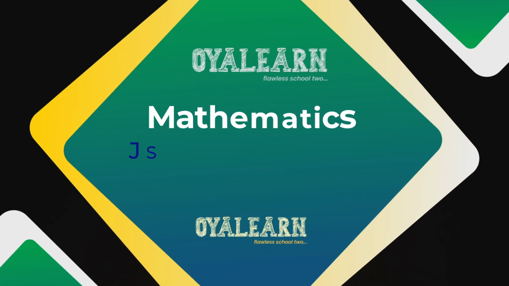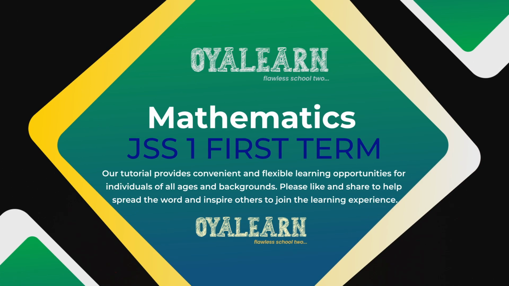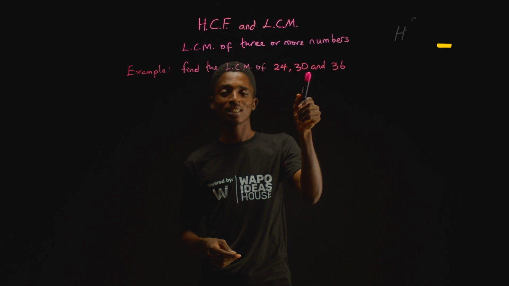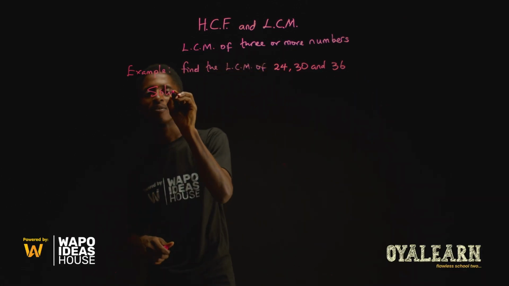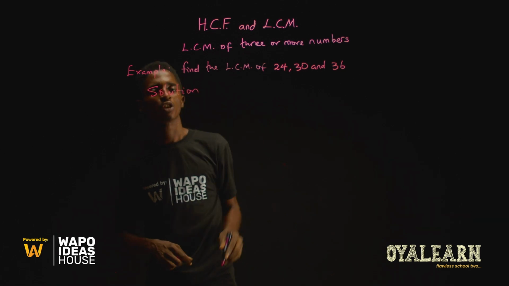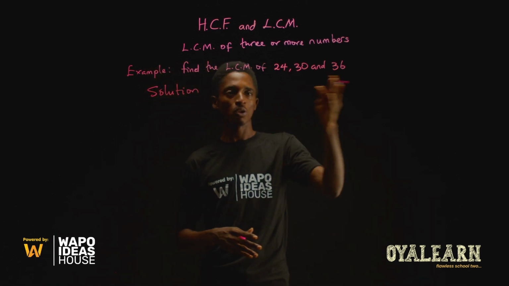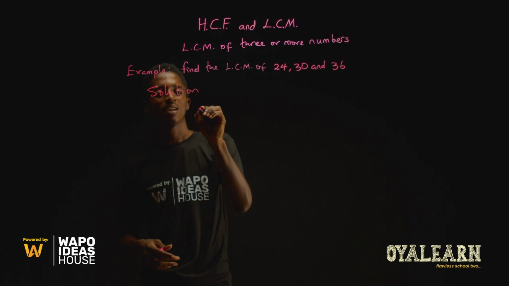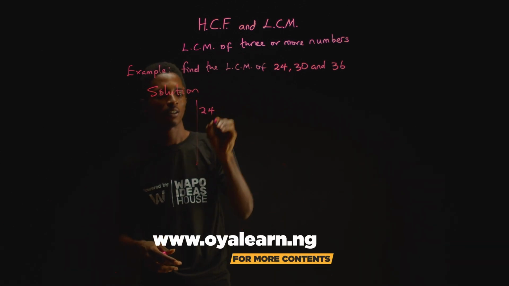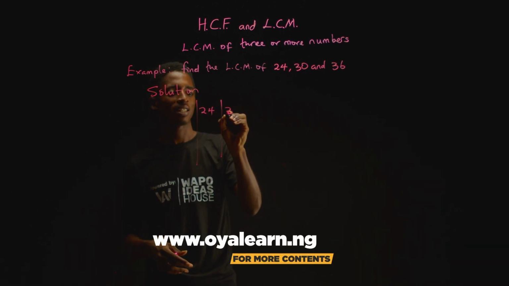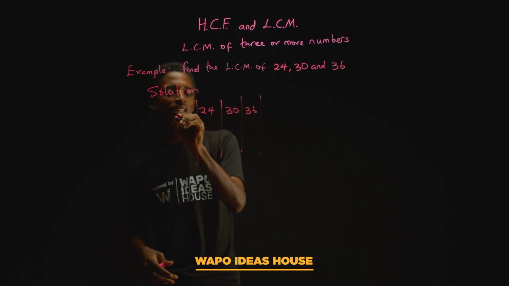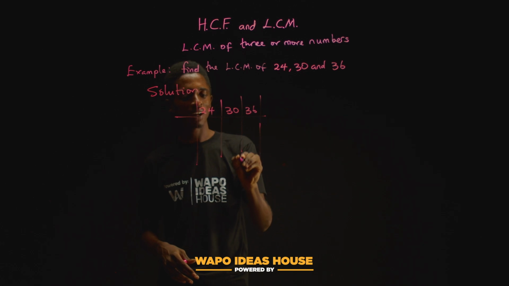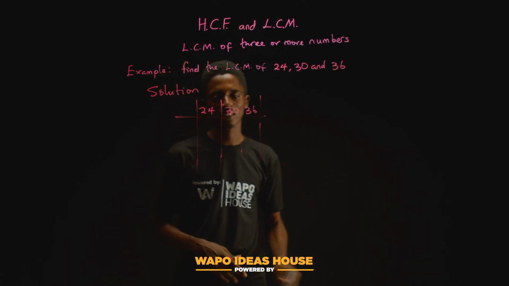Now let us try to find the LCM of 24, 30, and 36. Solution. Just as we did in other cases, we write these numbers in columns. That is 24, 30, and then 36. Now we divide by prime numbers.